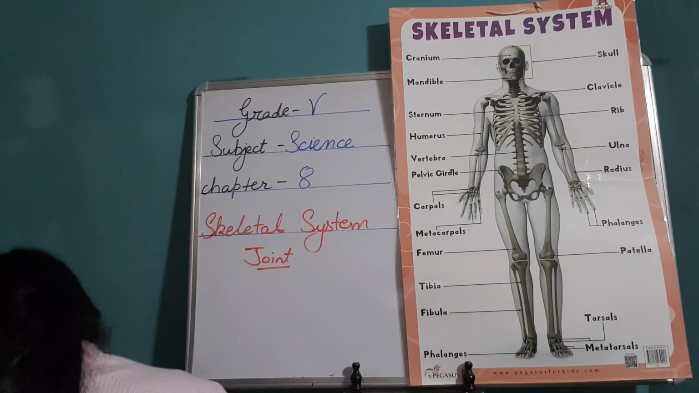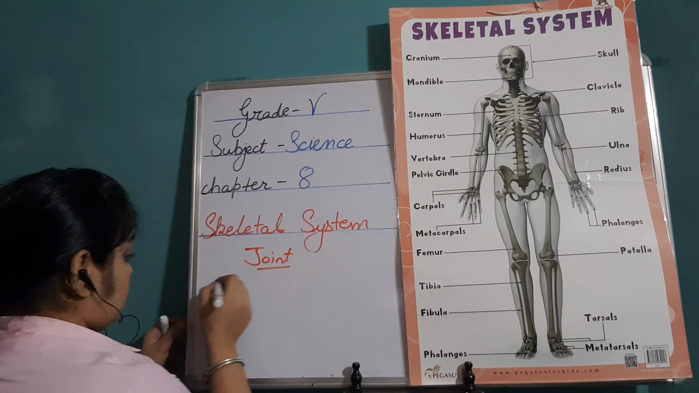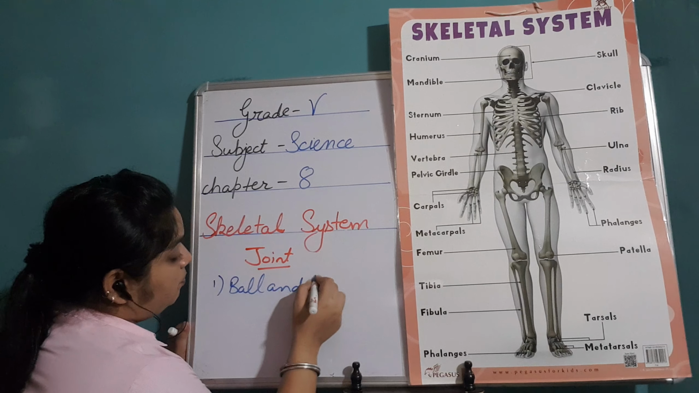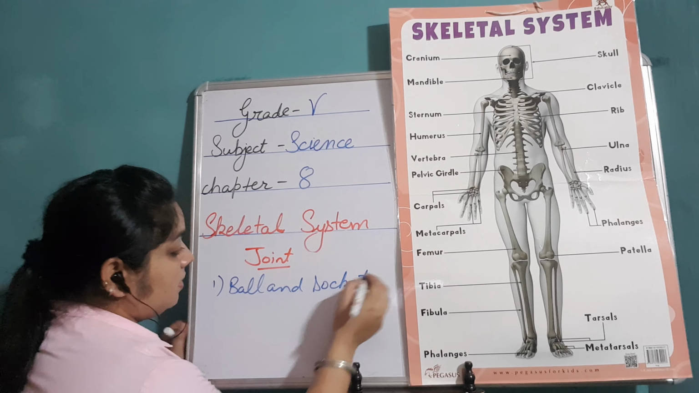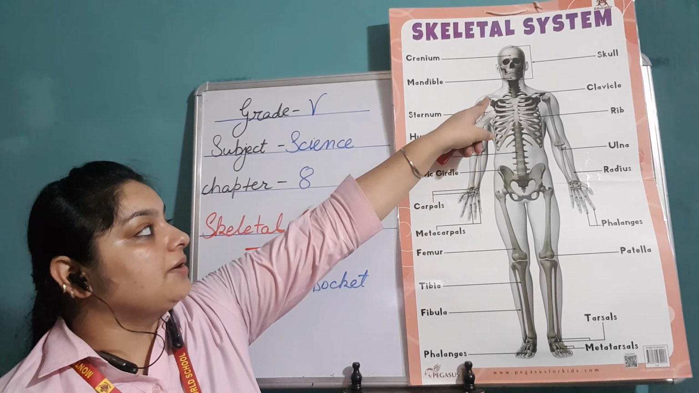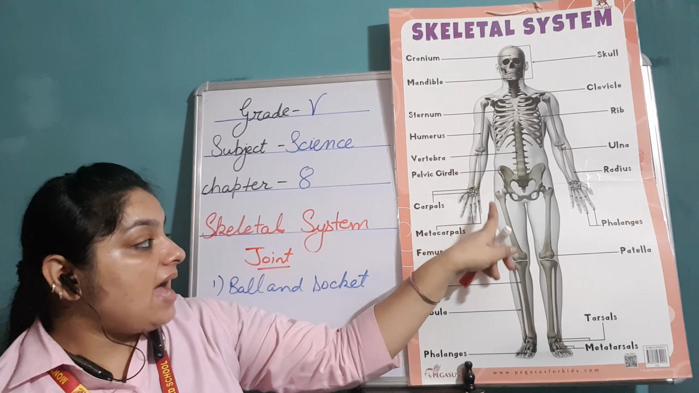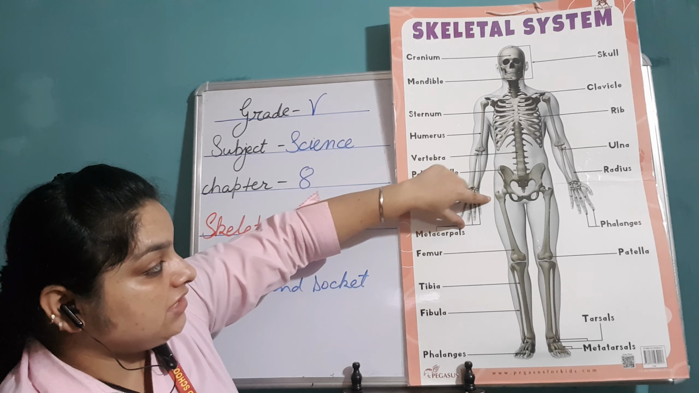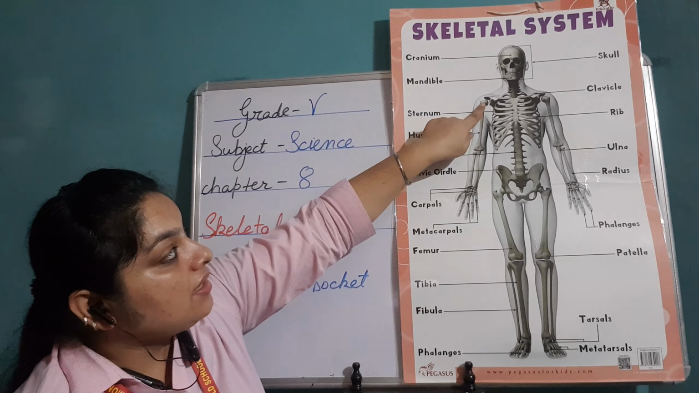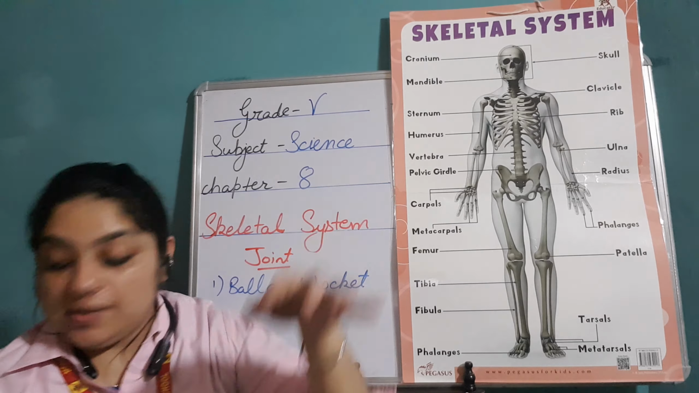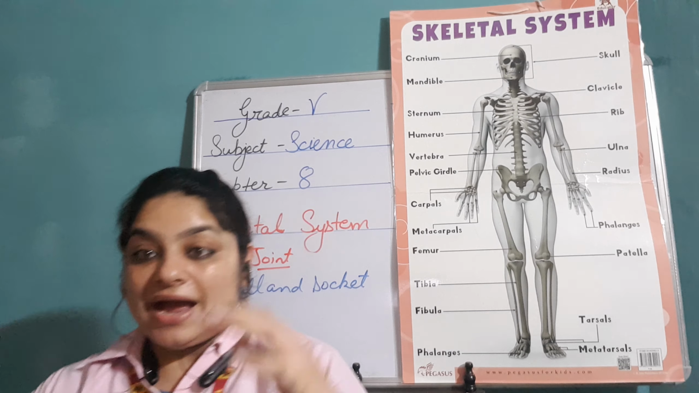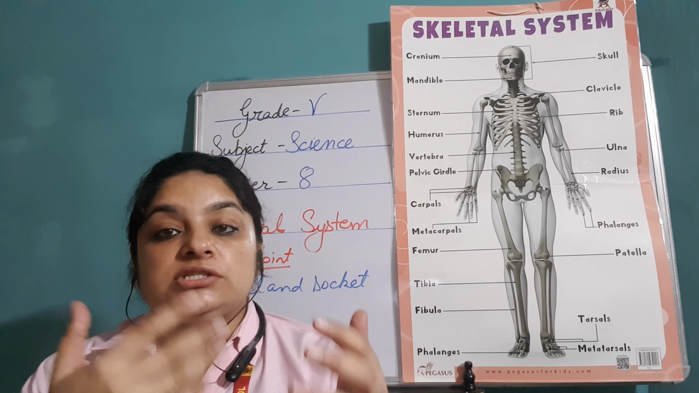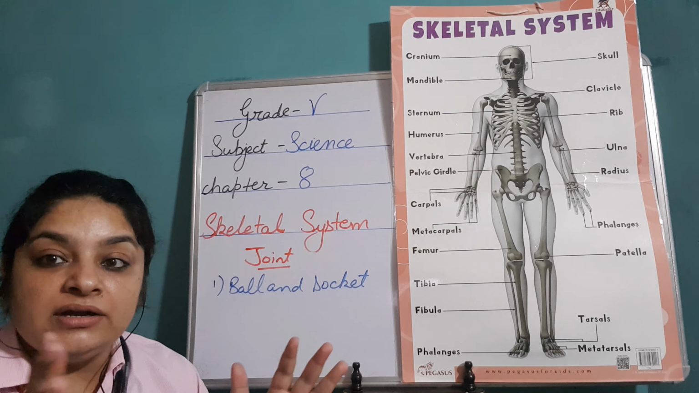First of all, we have the ball and socket joint. Ball and socket joint is there in the shoulder and in the hip. Now you see these two joints. See their shape here. It is a type where there is one ball and a socket is fixed into it and we can move it in any direction. So this type of joint is known as a ball and socket joint.